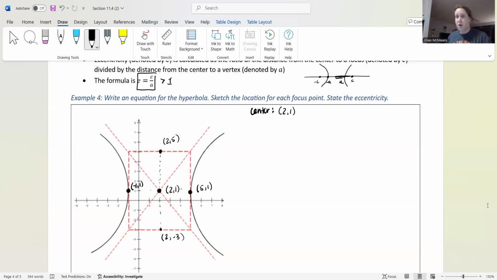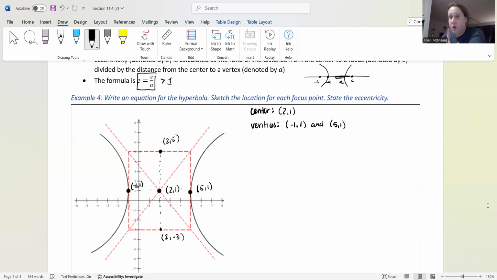Using the vertices and the co-vertices, we can find values for A and we can find values for B, and that would allow us to find values for C, which would then give us the ability to find the foci. Okay, so let's talk about our vertices. Our vertices are -1, 1, and 5, 1.